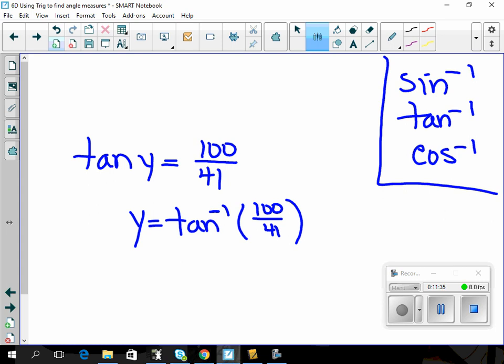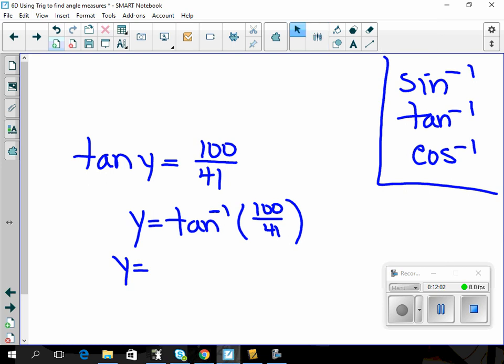Idris, what'd you get? 86.6. Okay. Does that sound right? 86.6 degrees? Inverse. So second tangent. And then you just say 100 divided by 41 and close your parentheses. Did you get 86.6? Anybody else? Amaya, did you get that? You did it? All right, let's try it again.